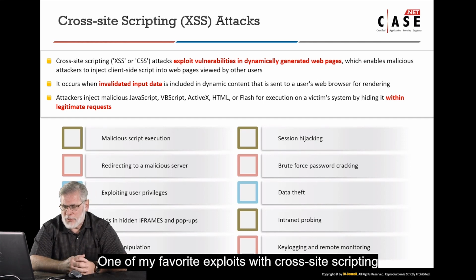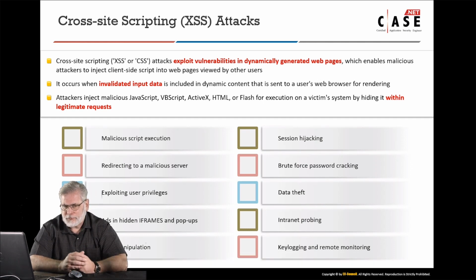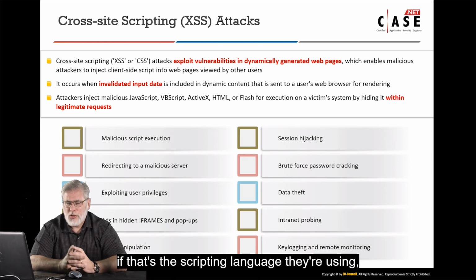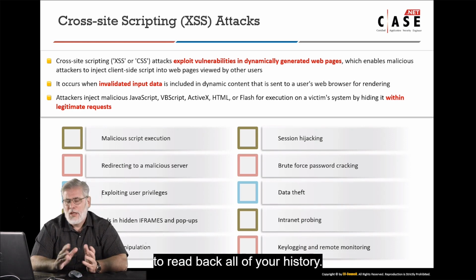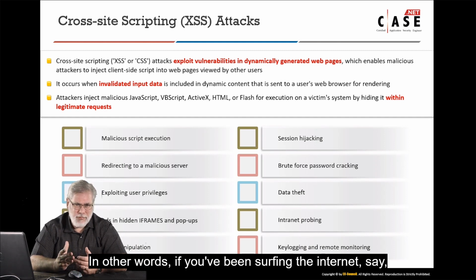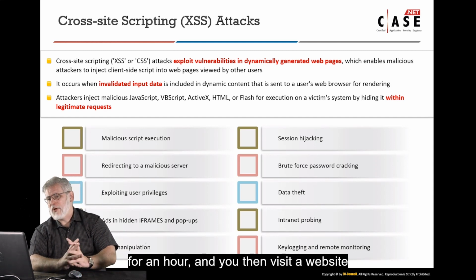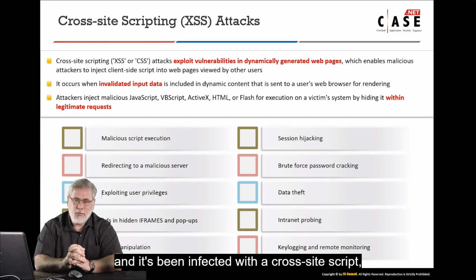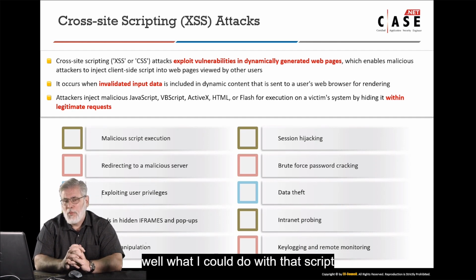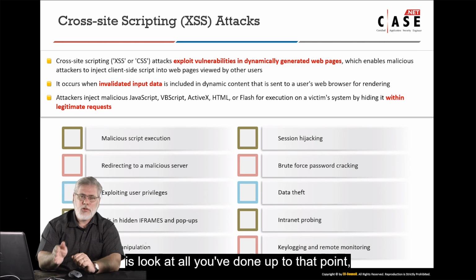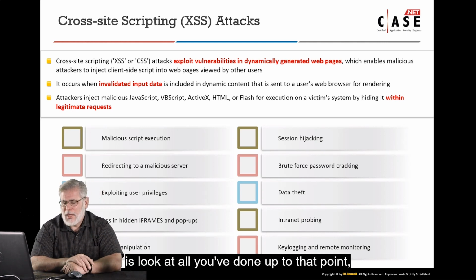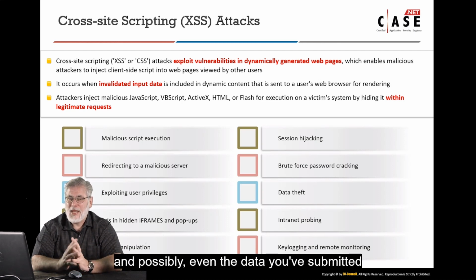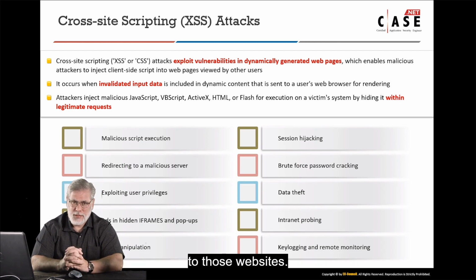One of my favorite exploits with cross-site scripting is to use the JavaScript, if that's the scripting language they're using, to read back all of your history. In other words, if you've been surfing the internet, say for an hour, and you then visit a website that's susceptible to cross-site scripting, and it's been infected with a cross-site script. Well, what I could do with that script is look at all you've done up to that point, all the other websites you've visited, and possibly even the data you've submitted to those websites.